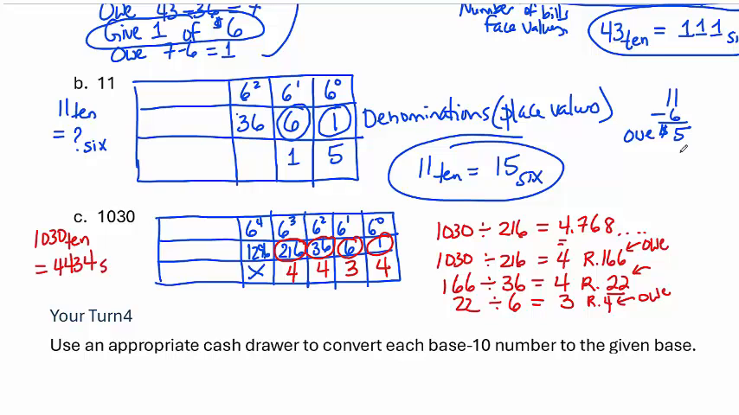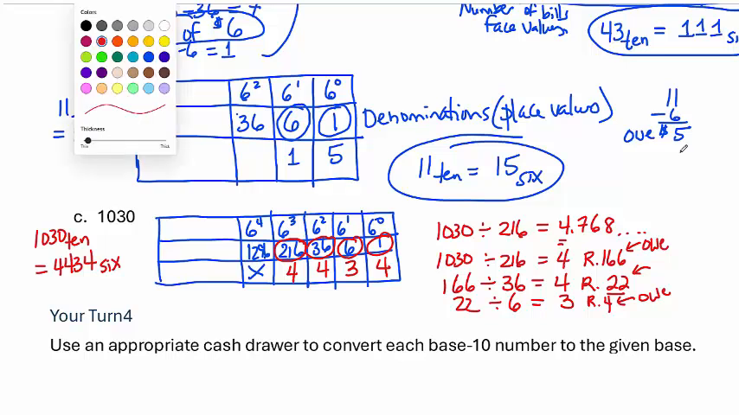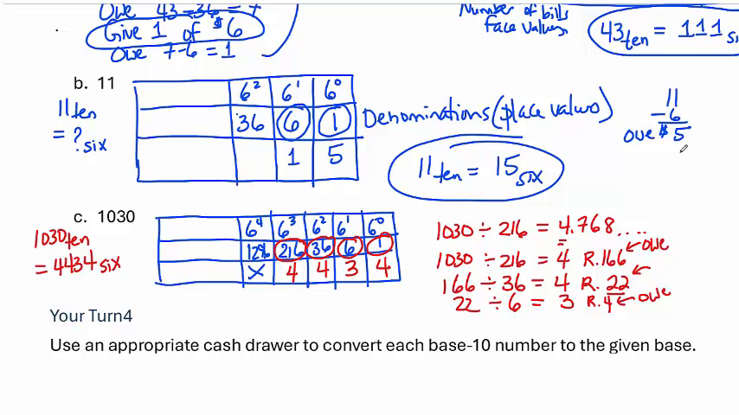4434 in base 6. Now, if you wanted to confirm that, you could actually work out the expanded form of this number. We're saying 4 times 216 plus 4 times 36 plus 3 of these $6 bills, so 3 times 6, plus 4 of these $1 bills. If you work that out, you'll see it does add up to 1030.